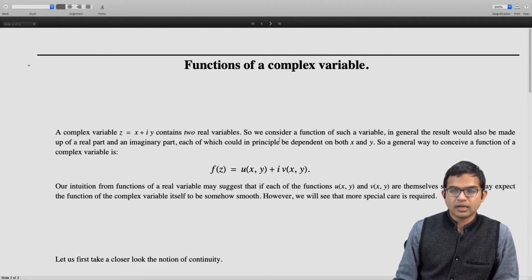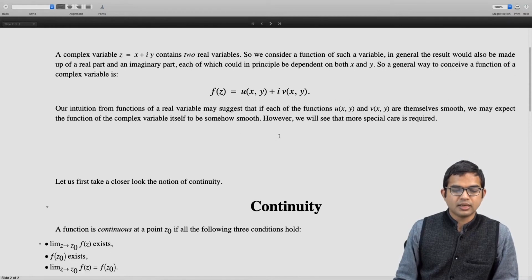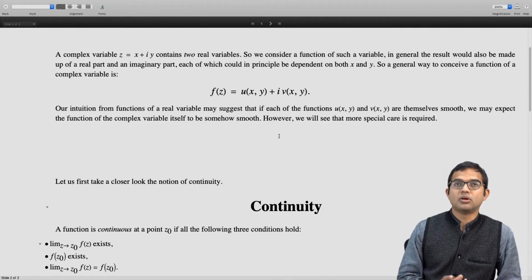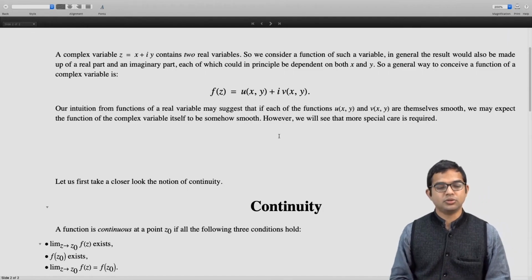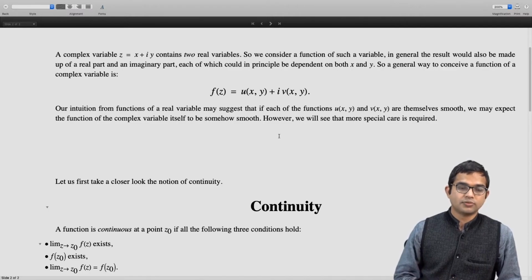So when you're looking at a function of a complex variable, we say that a function is continuous at a point z0 if all these three conditions hold. First of all, the limit of this function f of z as z approaches z0 must exist. f of z0 itself must be well defined, and this limit as z goes to z0 of f of z must be equal to f of z0.